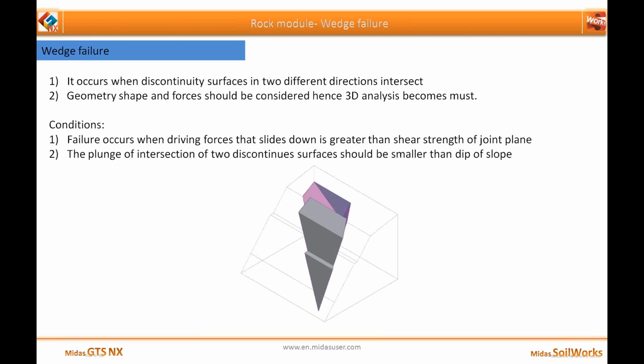Next we have the wedge failure. It occurs when the discontinuity surfaces in two directions intersect. So the geometry shape and the forces should be considered, and hence 3D analysis becomes a must, and you can't go for 2D analysis. The conditions where the wedge failure occurs in rocks are: first, the failure occurs when the driving force that slides down is greater than the shear strength of the joint plane, and the second is that the plunge of the intersection of two discontinuous surfaces should be smaller than the dip of the slope.